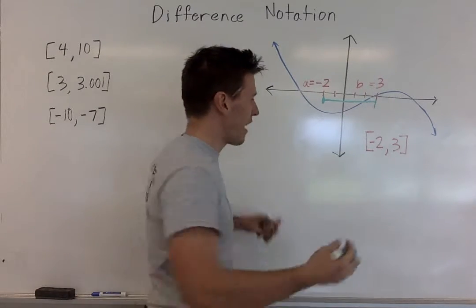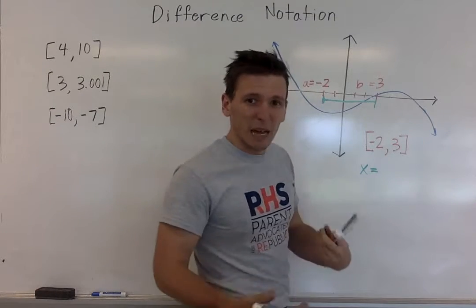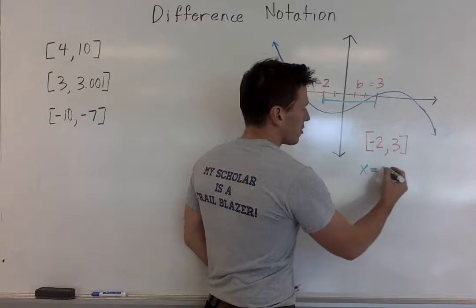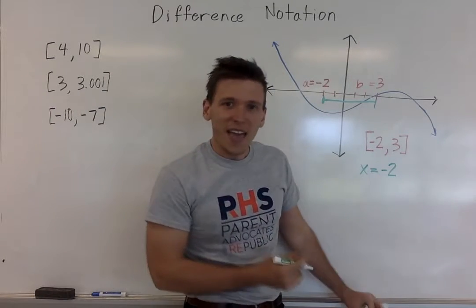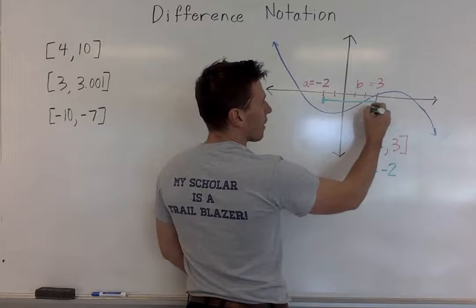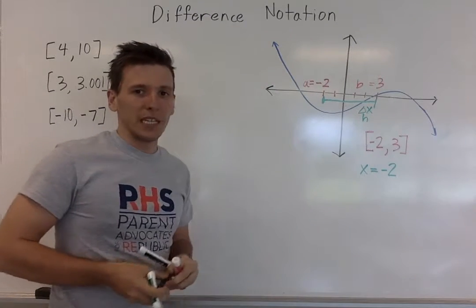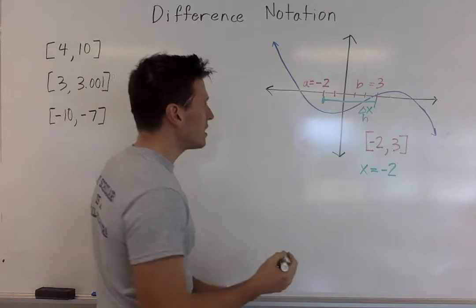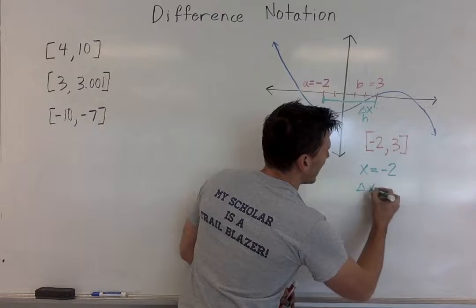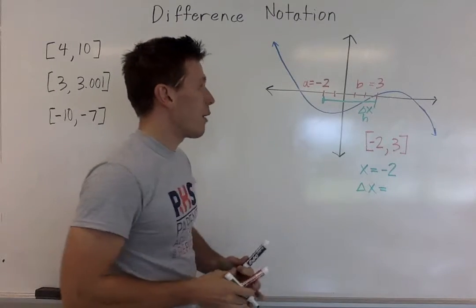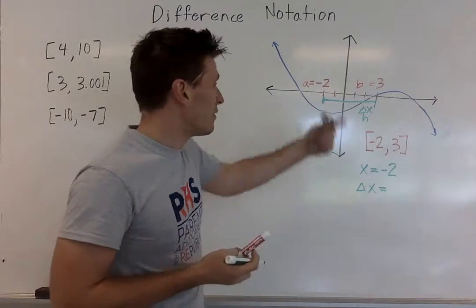So the way that we render that is with the variable x, sometimes a, but x is more common, representing our starting point. So in this case, x would be -2. And then we use another variable, either delta x or h, to represent the length of that interval. So in this case, if x was -2, then delta x, the change in x, was however far apart -2 is from 3.